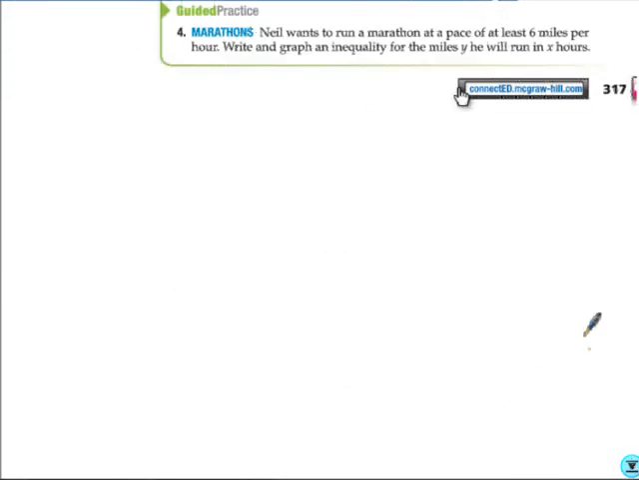Let's take a look down here. Neil wants to run a marathon at a pace of at least 6 miles per hour. Write a graph and an inequality for the miles y he will run in x hours, okay? So we'll try and set that up. Write a graph and an inequality for the miles y he will run in x hours. Go ahead and pause the video right now and try to get an answer to that. Go ahead and pause the video.